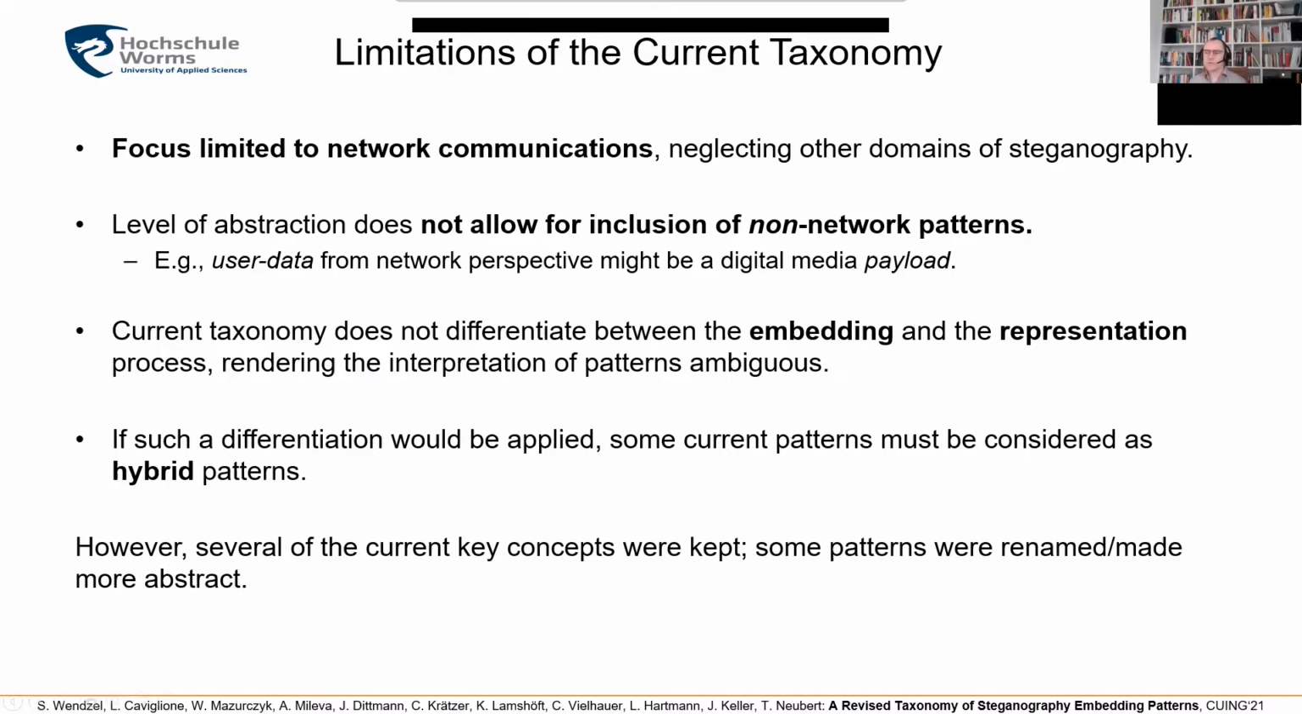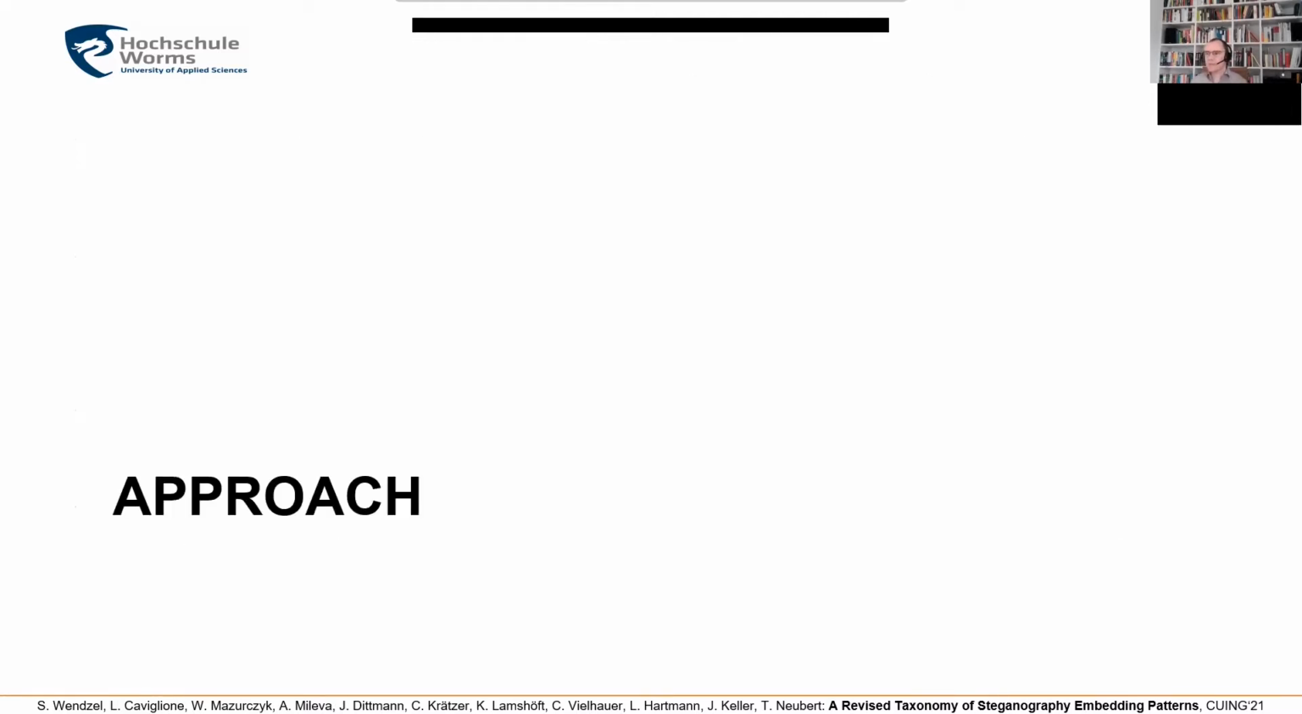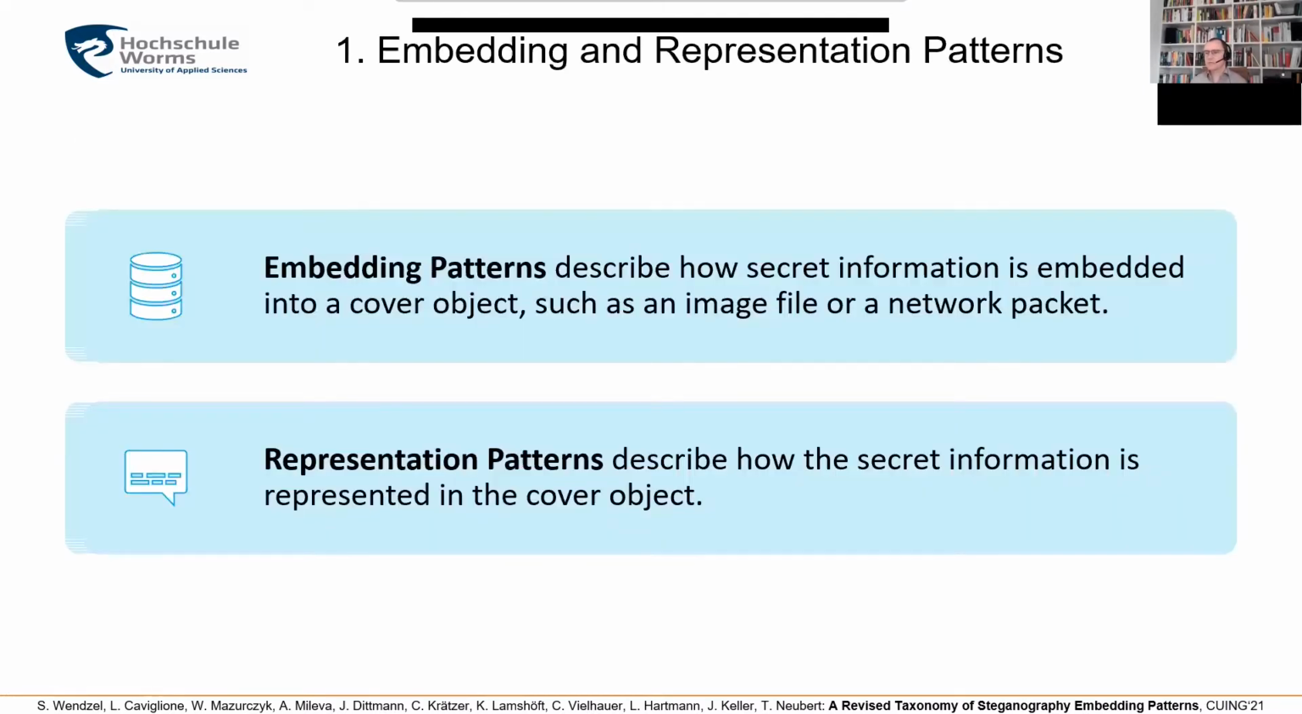However, we kept lots of key concepts from the previous work. Several aspects were functioning very well. We kept even many names and some distinctions that we had previously. However, the new taxonomy is more abstract. What is our approach? So first of all, as mentioned, we distinguish between embedding and representation patterns.